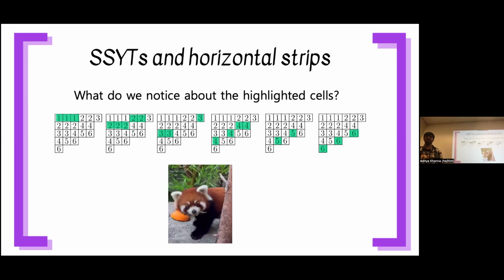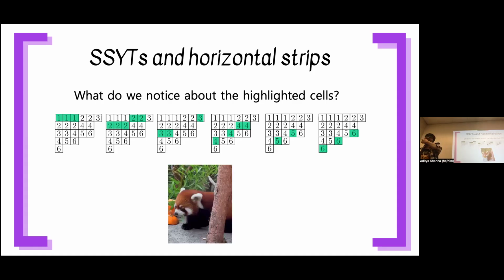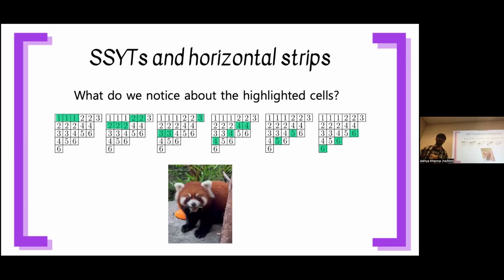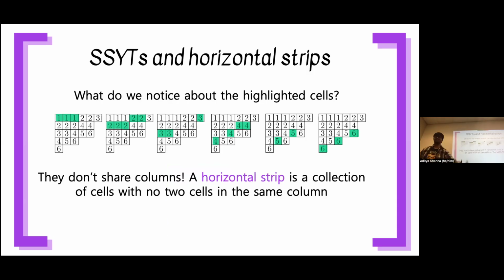They're moving down and to the right. That's great. Yeah, that's definitely part of it. There's no two things on top of each other. Or as we like to say, they don't share columns. Perfect. And we will call these collections.